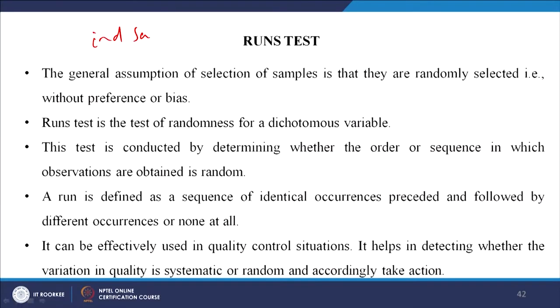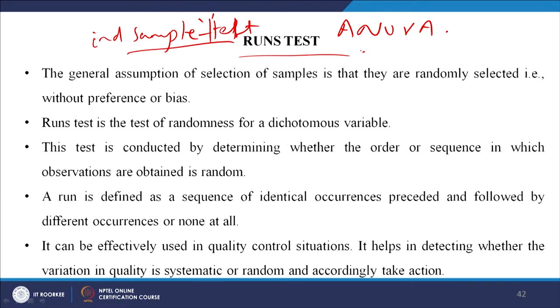Now, after the Mann-Whitney U test and the Kruskal-Wallis test, which we had done, which represented the independent sample T test and the one way analysis of variance, we are coming to a new test called the Runs test. Now, let us see what is this Runs test. The general assumption of selection of samples here is that they are randomly selected, that is without any preference or bias. Now, what does it mean?